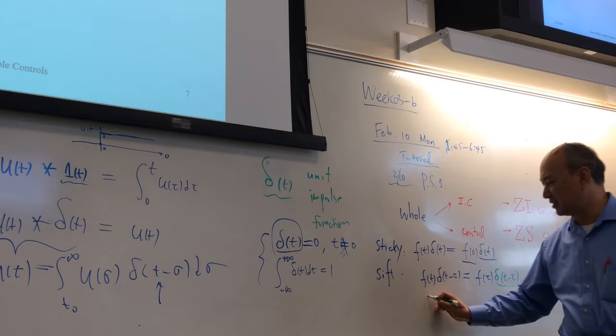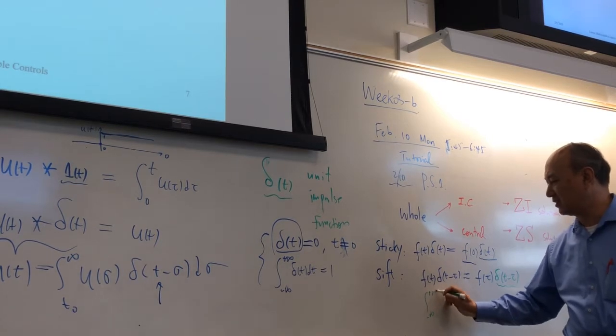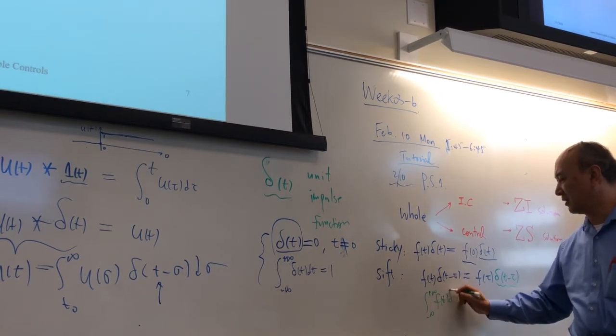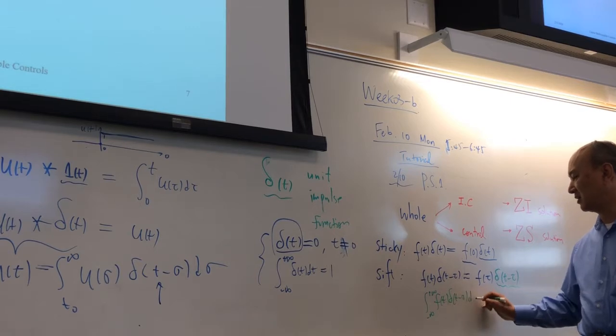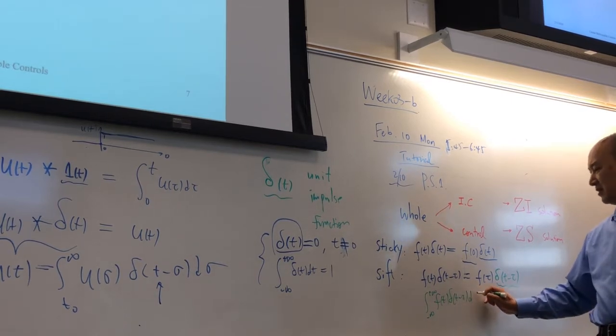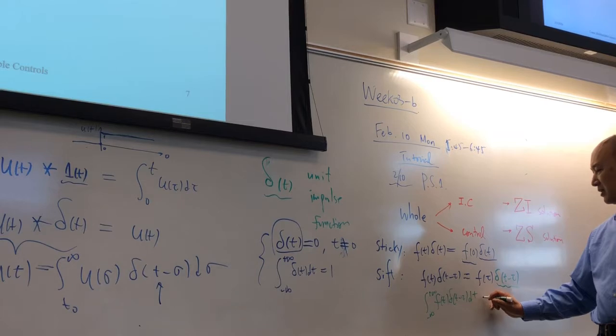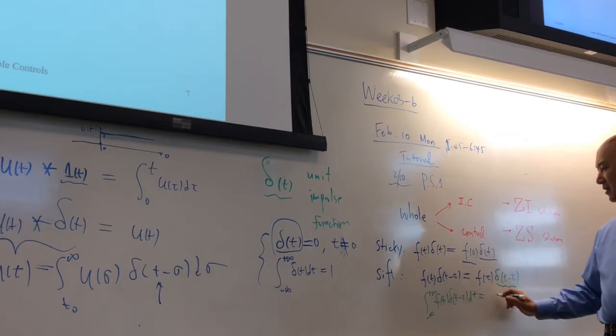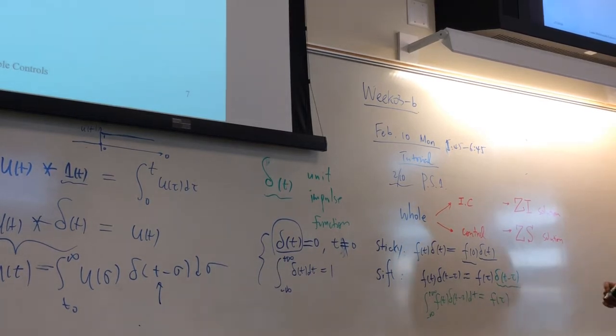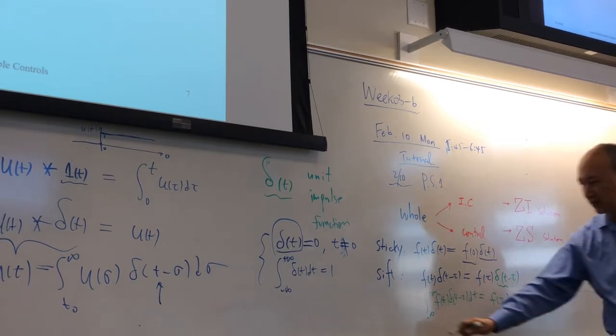However, you can say that the integral from minus infinity to infinity of f(t) delta(t minus tau) dt will give you f(tau), which is correct. So it's like a sifting. You have only one pick-up when t is tau, and the rest are gone. You only need this one. That's the operation.